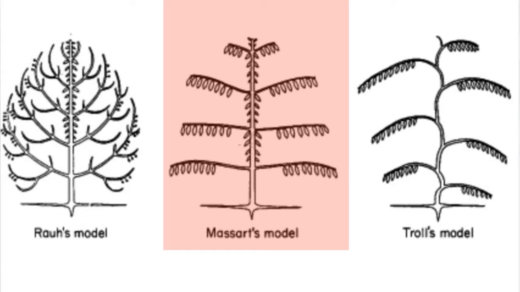In D, in the middle on the right, it's about the same, a branched tree having rhythmic growth and rhythmic branching, but the branches are horizontal. This is called Massart's model. Massart was a guy from Belgium. You have, for instance, the fir, Abies. You have the nutmeg tree in the tropics. And you have also Araucaria heterophylla, and more than 100 examples.